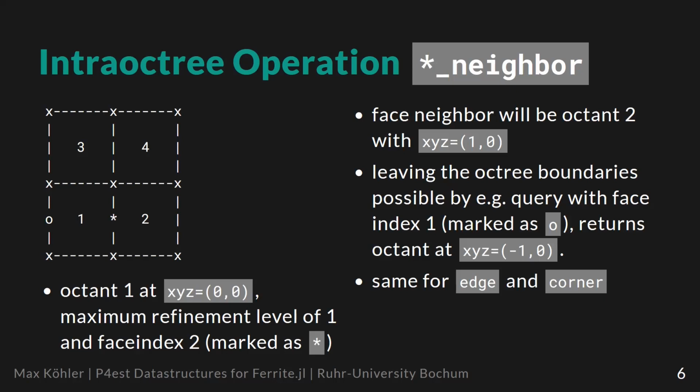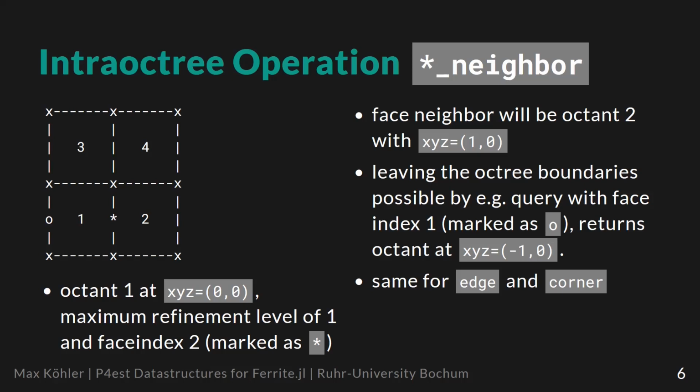So maybe you have this case that you have here, once a refined cell, and I think it's, yes, a maximum refinement level of 1. And you have here the octant 1. So this is the Morton index in this case, and also the leaf index. So it happens to be the same in this particular case. The XYZ coordinate, so the lower left coordinate, sits at 0, 0 of the octree coordinate system.